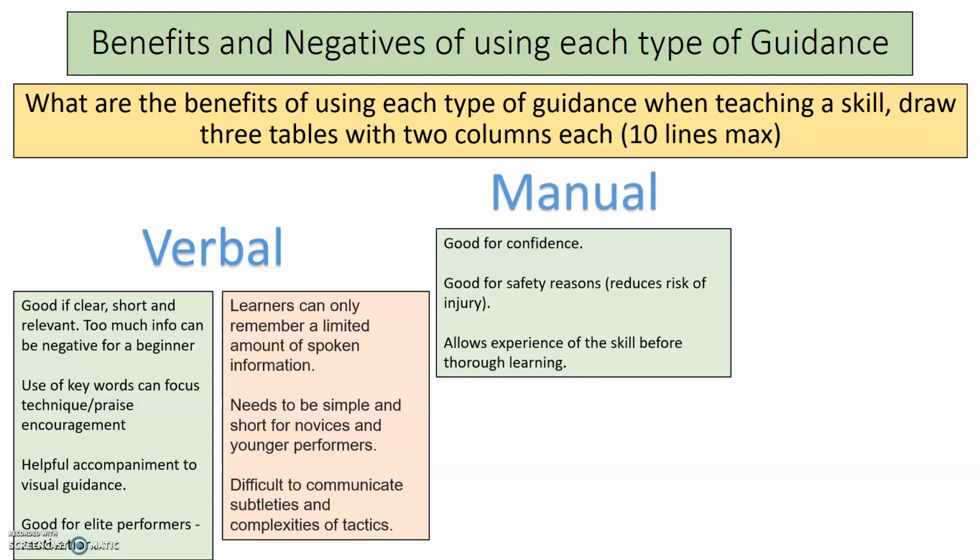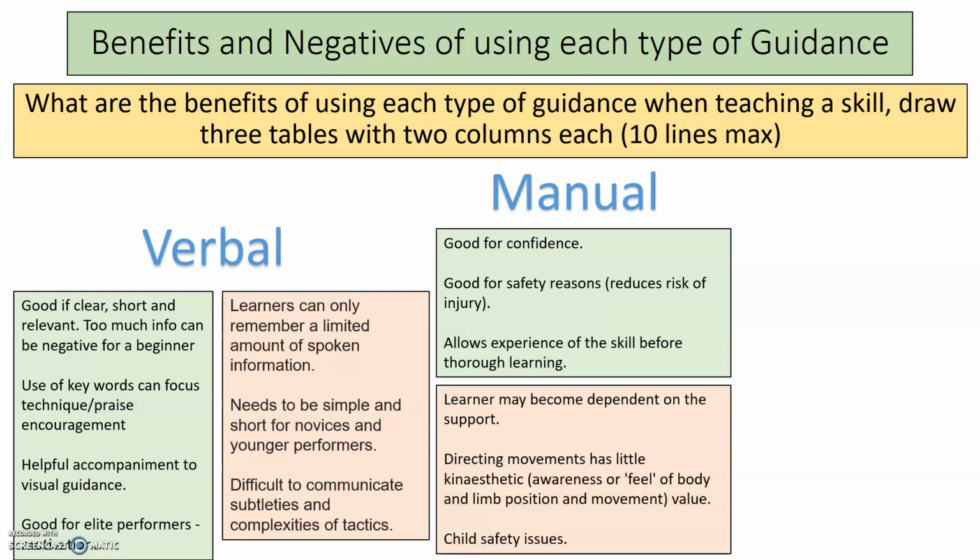If we look at manual next, obviously this is good for things like confidence in the performer. It's obviously good for safety reasons. So if we're performing a handstand, then we need that support from the coach, for example. It reduces the chances of injury, and ultimately it allows that experience of the skill through this type of learning.